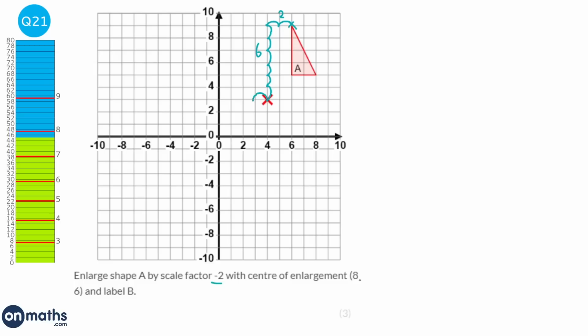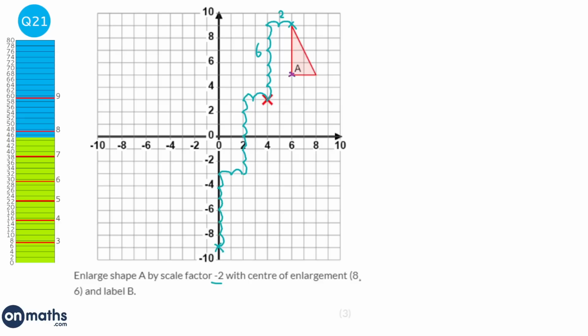So we're going to go 1 and 2, 1, 2, 3, 4, 5, 6. And that would be a scale factor of -1 if I plotted that point. We're at -2, so we're going to go another 2, and another 6. 1, 2, 3, 4, 5, 6. So our new coordinate is down there. And we can go ahead and do this for the other 3 coordinates.